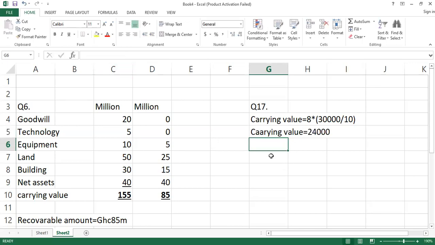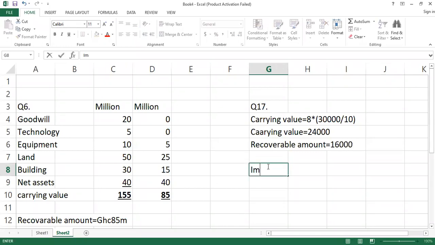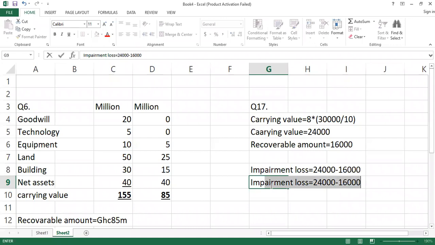But what was our recoverable amount? 16,000. So the asset has impaired by how much? 8,000. So our impairment loss is calculated as the 24,000 minus the 16,000. Are we okay there? Yes. So our impairment loss.